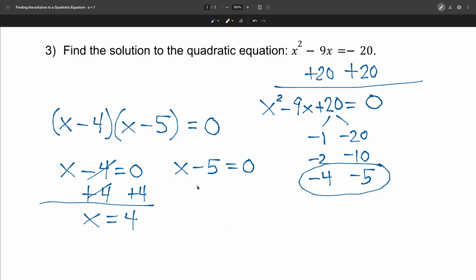Here we'll add 5 to both sides. 5 minus 5 is 0. So we get x equals 5 as our other solution. So x equals 4 and x equals 5 are our two solutions. Let's try one more.